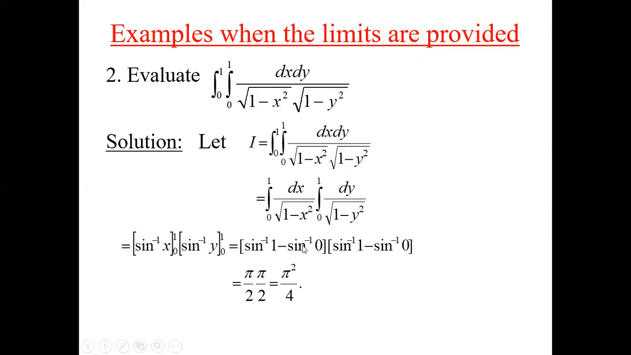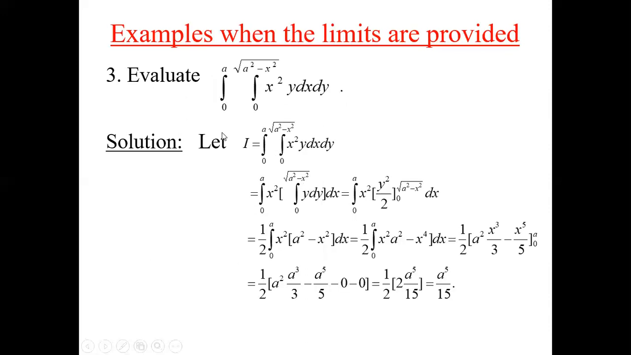Sin inverse of 0 is equal to 0. So from the first term, you get pi by 2. Similarly, from the second term, you get sin inverse of 1 is equal to pi by 2 and sin inverse of 0 is equal to 0. So therefore, this becomes pi into pi is pi square and 2 into 2 is equal to 4. So therefore, pi square upon 4 is the evaluation of the double integral 0 to 1, integral 0 to 1, dx dy divided by root of 1 minus x square and root of 1 minus y square.